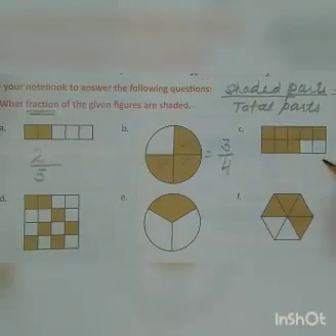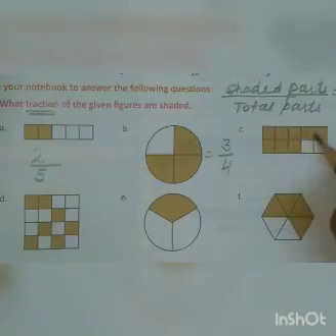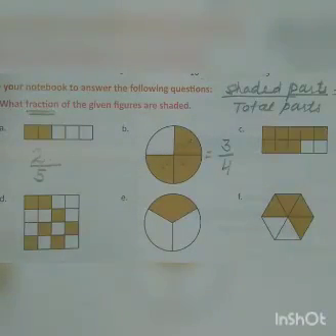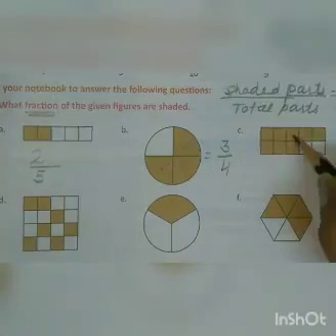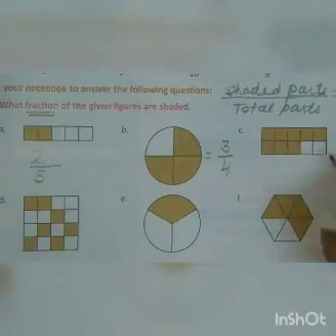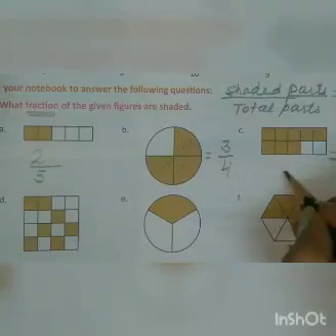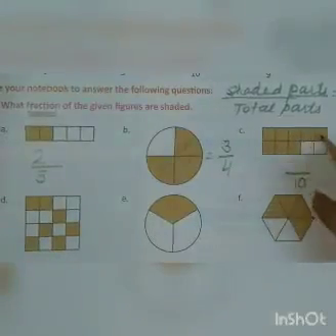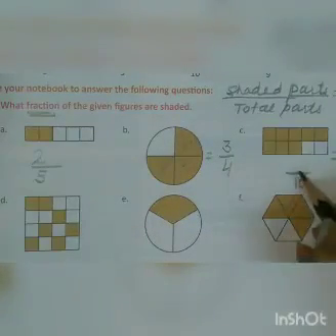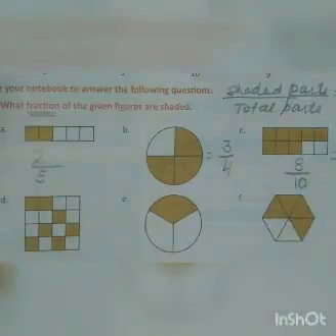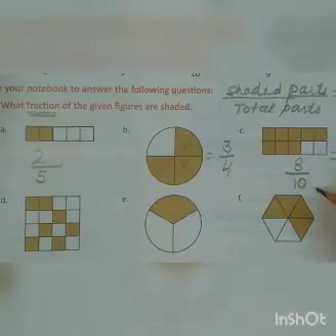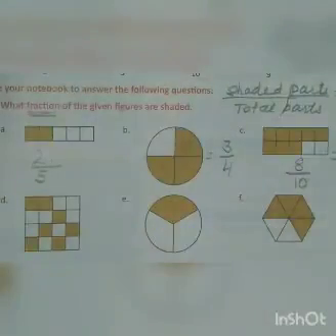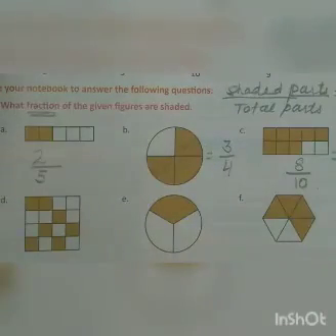In figure C, calculate the total parts into which the whole figure has been divided: 1, 2, 3, 4, 5, 6, 7, 8, 9, 10. So the whole figure is divided into 10 parts. So 10 is written as the denominator. Now calculate the shaded parts. The shaded parts are 1, 2, 3, 4, 5, 6, 7, 8. So 8 is the numerator and the fraction becomes 8 upon 10. Now you can do the remaining 3 parts yourself.